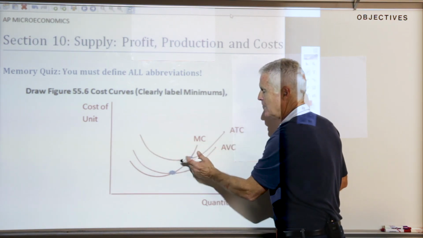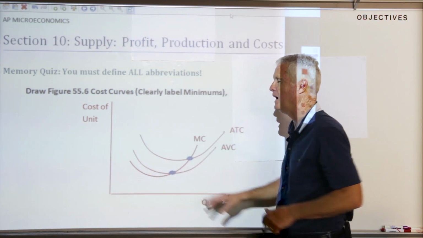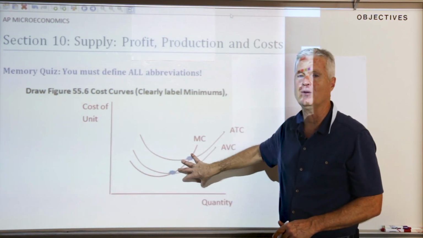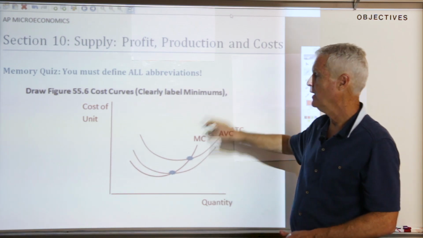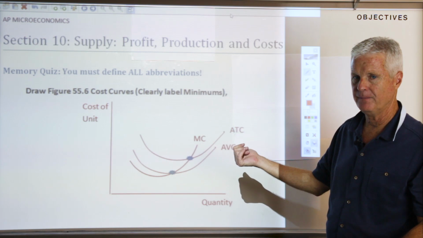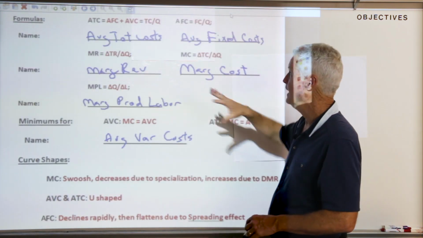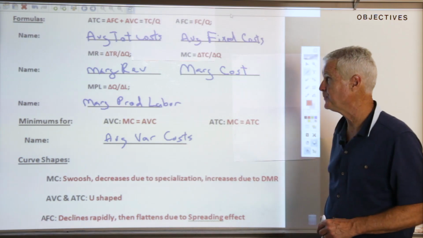So the curve comes down, it hits a minimum, it goes back up, down, hits a minimum, goes back up. That you're going to have to memorize. I'm going to say draw it, and you're going to have to draw this. So that's part of your memory quiz. Pause, draw. Moving on, okay? Now, the rest of the memory quiz.